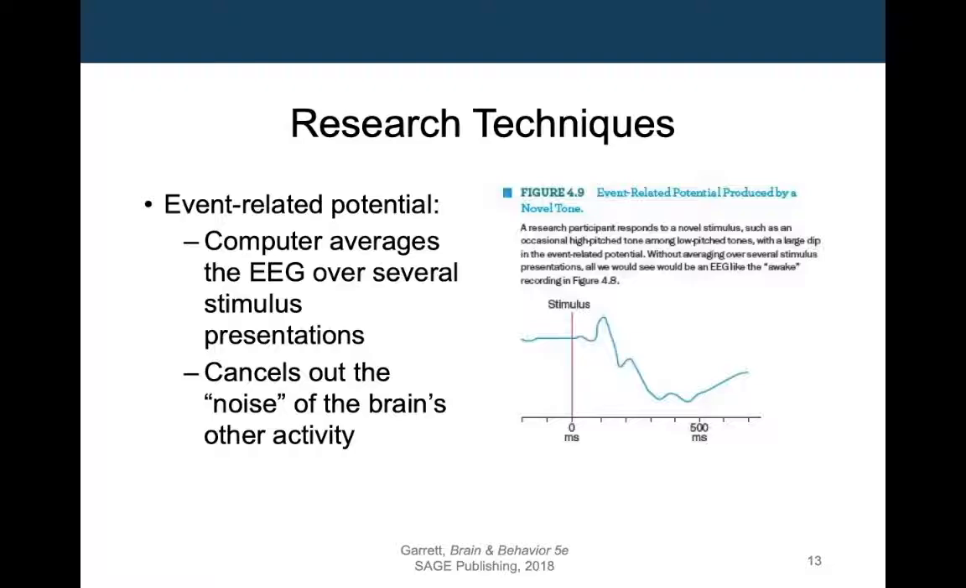Okay, so with the EEG, we have something that's called event related potential. With the event related potential, what this does is that it's able to produce over several presentations of the stimulus, in that one single trial. Let me think of an example to help this make a little bit more sense to you.